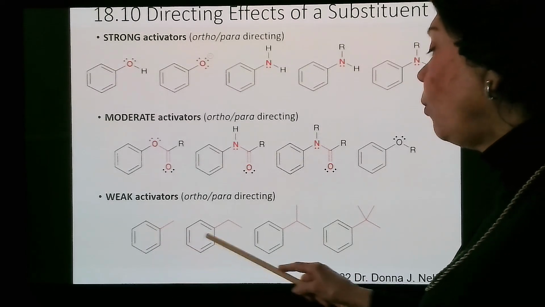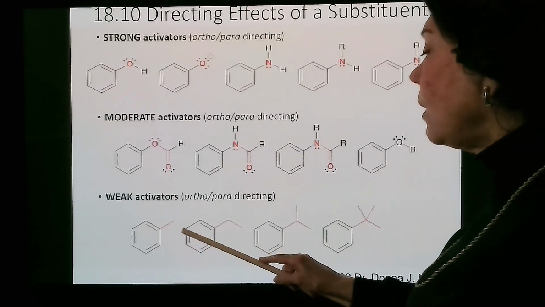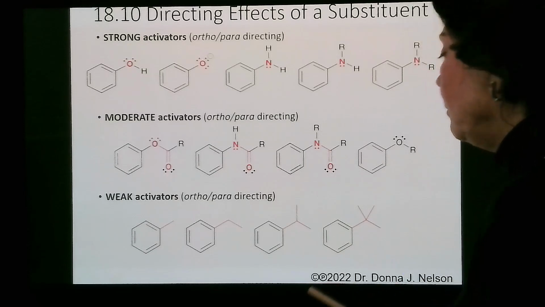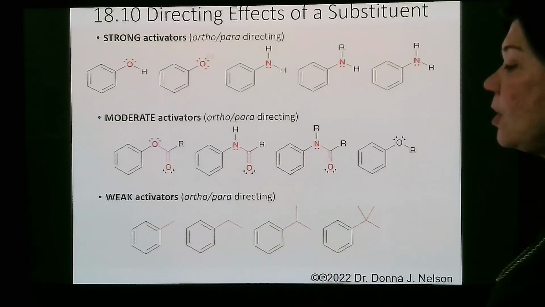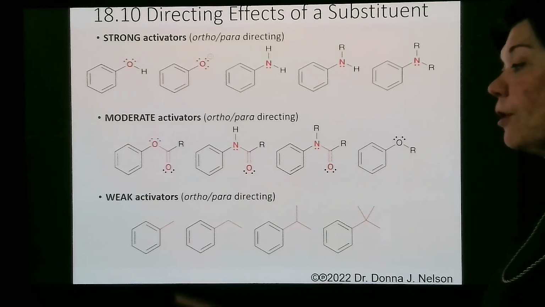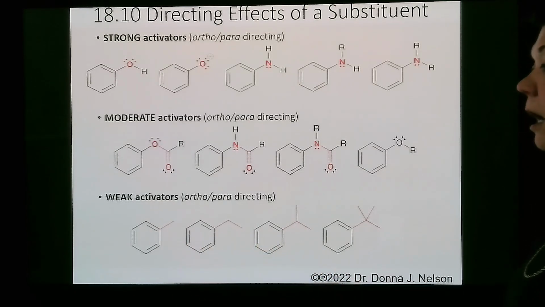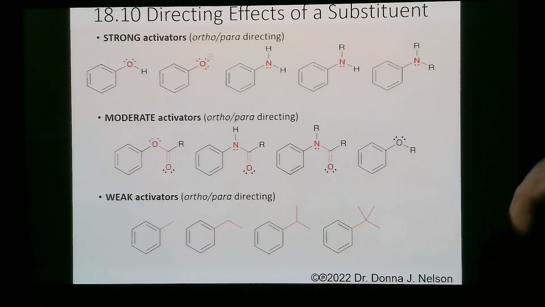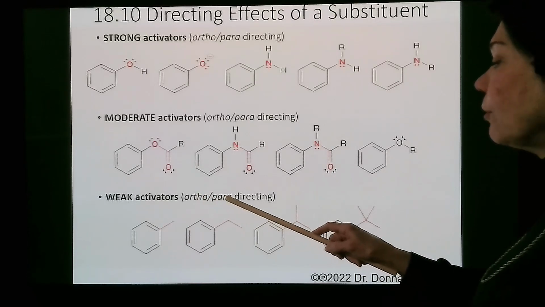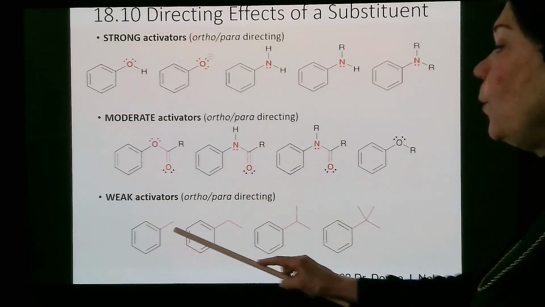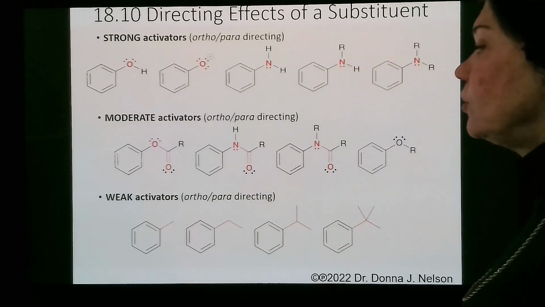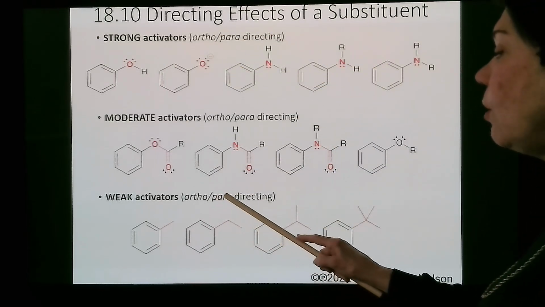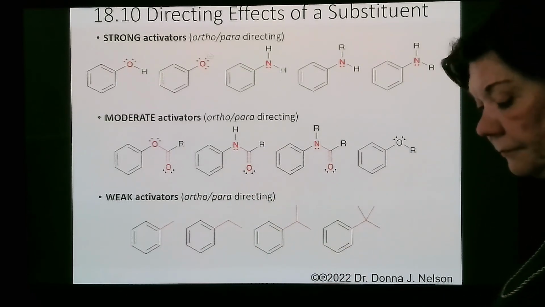Then also you have the weak activators. These are just alkyl groups. They donate electron density into the ring, and so they do make the electrophilic aromatic substitution reaction go a little bit faster, and they are ortho-para directing, but weakly. So all of these substituents are activating groups and ortho-para directing.